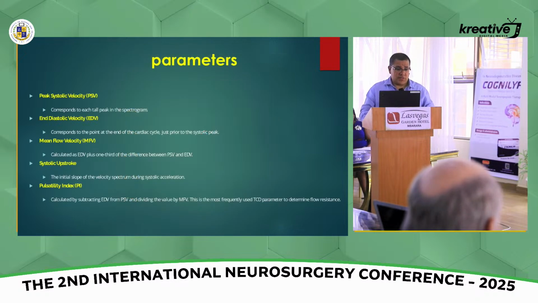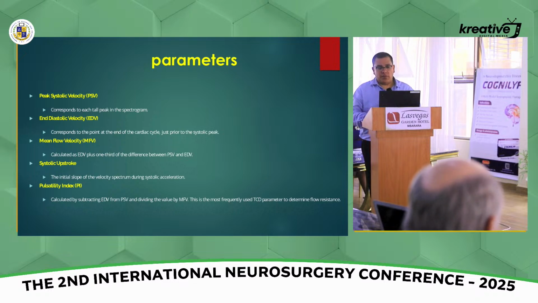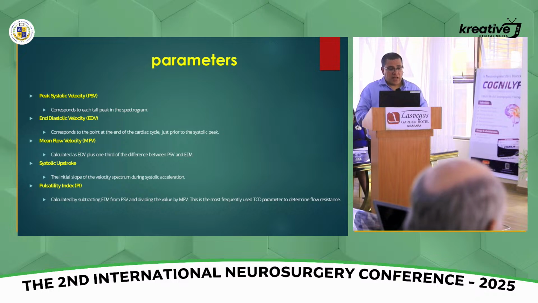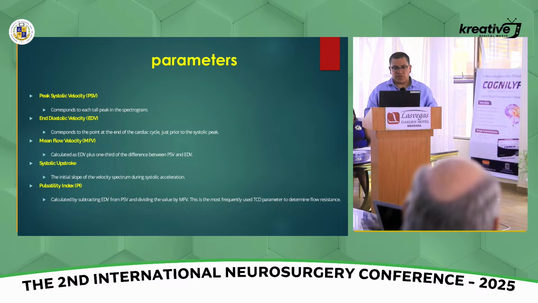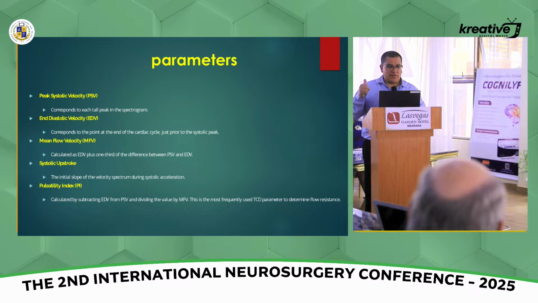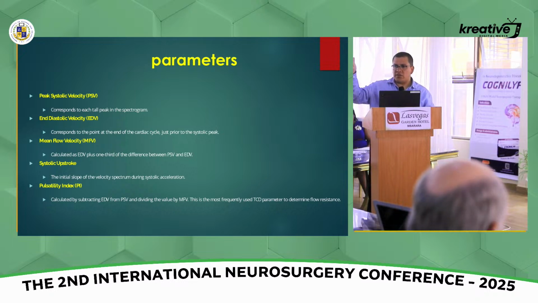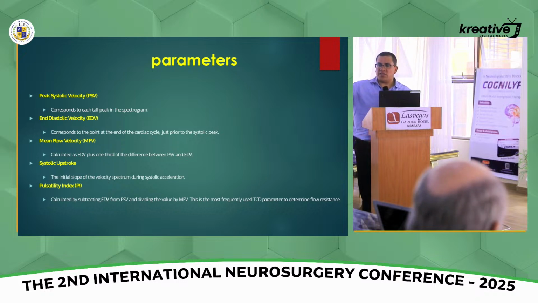We talk about this, the majority of the things that we use are the mean flow velocity, as well as the peak systolic velocities. There are different parameters to identify, for example, stenosis, or to identify cerebral vasospasm as well. The pulsatility index is something that the machine gives you. The higher the velocities, the smaller the vessel is. The higher the pulsatility index is, the higher the ICP could potentially be as well.